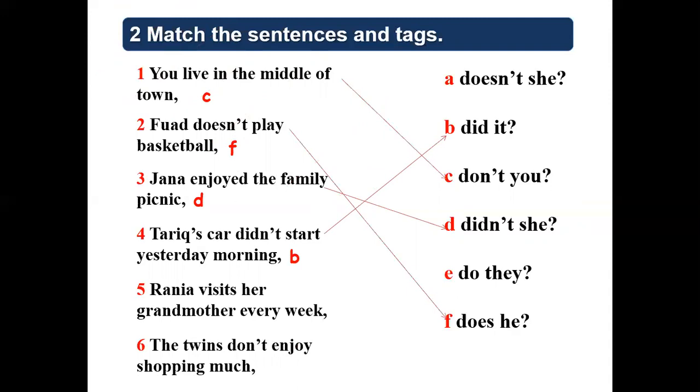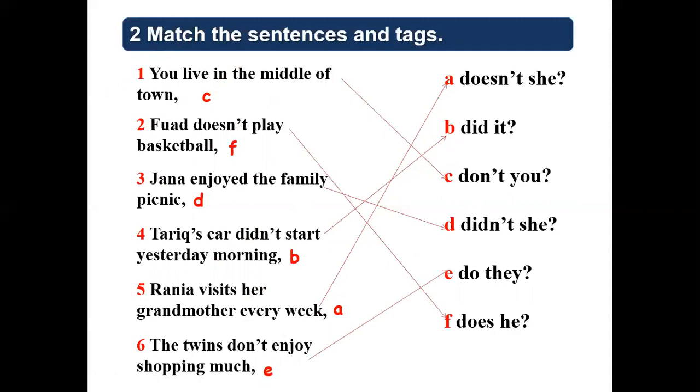So it's B. Number 5: Rania visits her grandmother every week. Rania visits. So visits is present simple with S. Doesn't. Rania, she. Doesn't she? A. 6. The twins don't enjoy shopping much. Do they? Why they? Because the twins, this is plural. The twins, plural. Okay, do they?